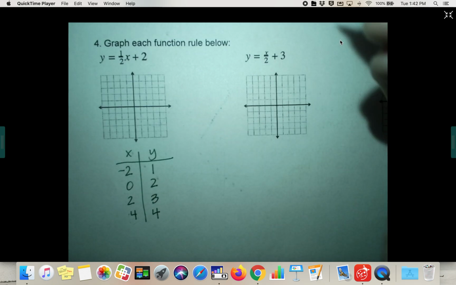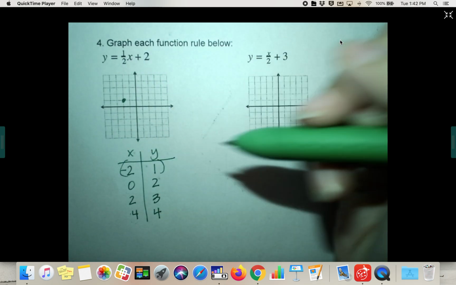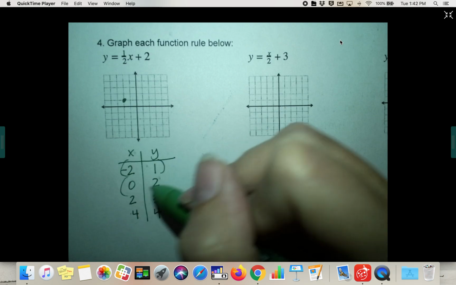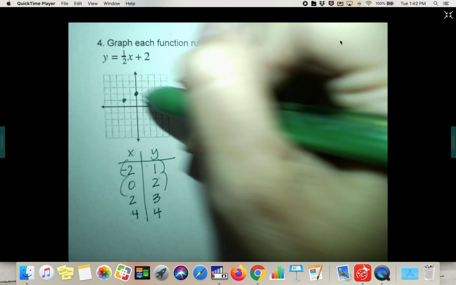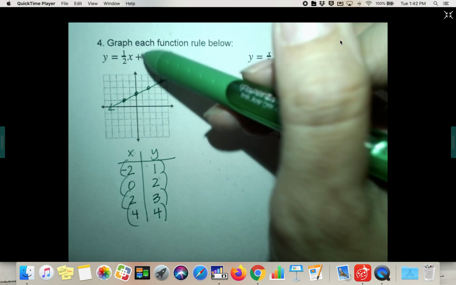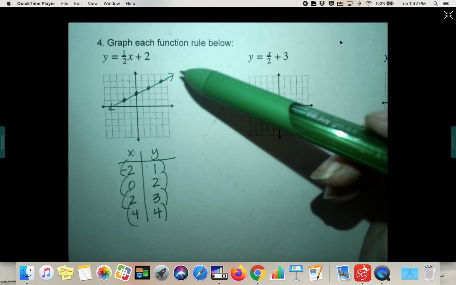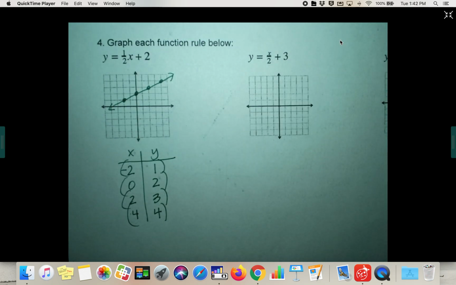And let's go graph these points and see where it's going to be on our graph. -2, 1, because these are your ordered pairs now. 0, 2, 2, 3, 4, 4, and there is your continuous graph, because these functions aren't specific situations, so we're just going to assume they have arrows on both ends and they're continuous.